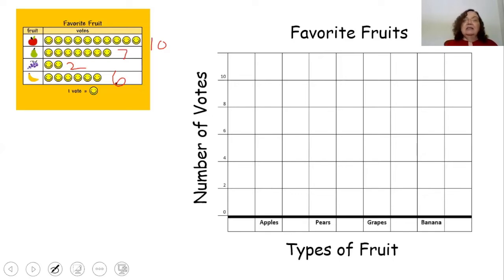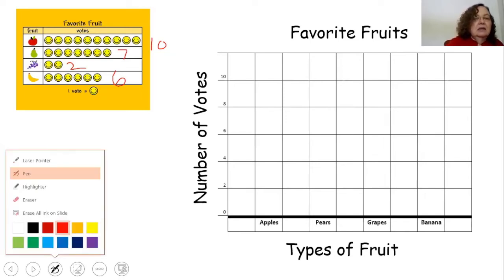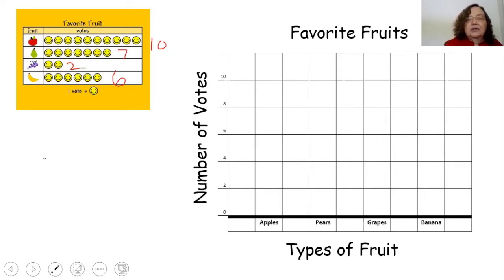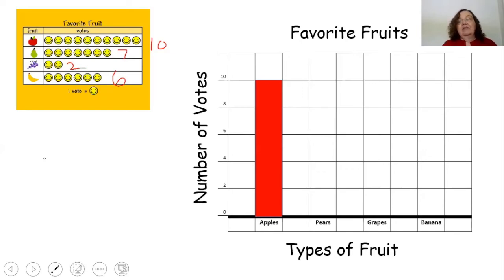But now I need to see where 10 would be. Well, let's look and let's say this is 2, 4, 6, 8, 10. So when I color, I have to color all the way up to here. But I have a problem with pears because I have to get to 7. So 2, 4, 6. If I go up here, that's 8. Too far. So I have to have it kind of in the middle to make it 7. So it looks something like that.